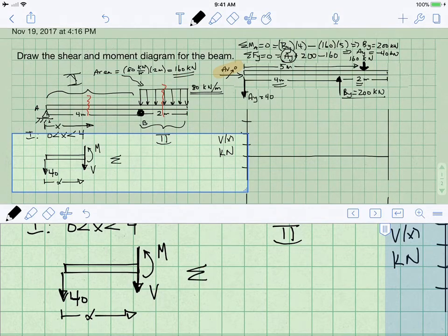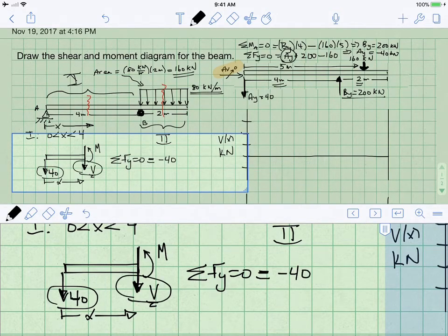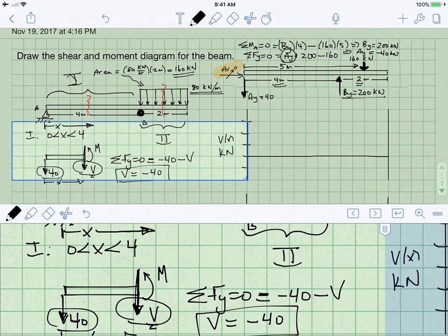You just sum the forces in the y direction and set them equal to 0 in order to find what shear is. So what do I have first? I have minus 40. And I draw in minus shear. The reason I do that is because shear is pointing down. So I indicate minus shear. I now solve for shear. And we see that shear is equal to minus 40. This is true in this segment of the beam.